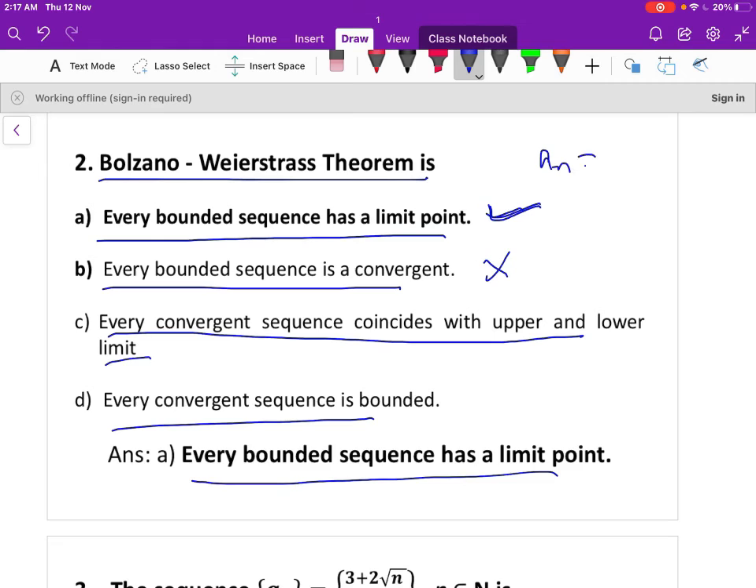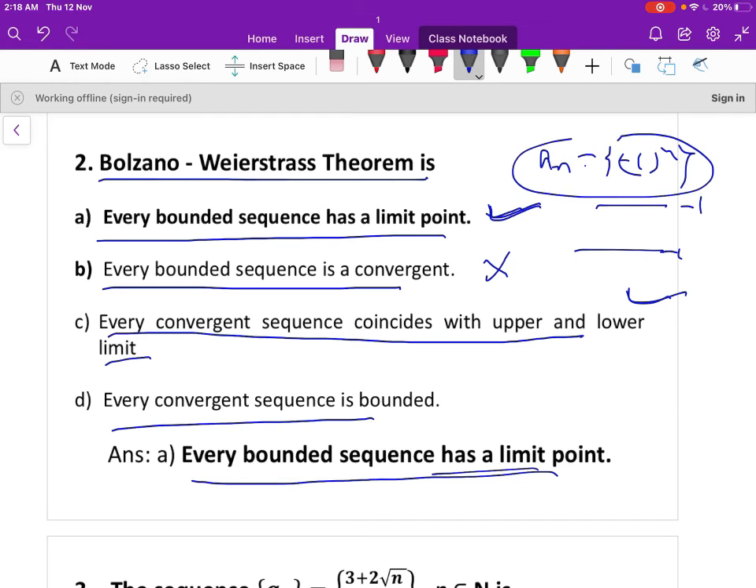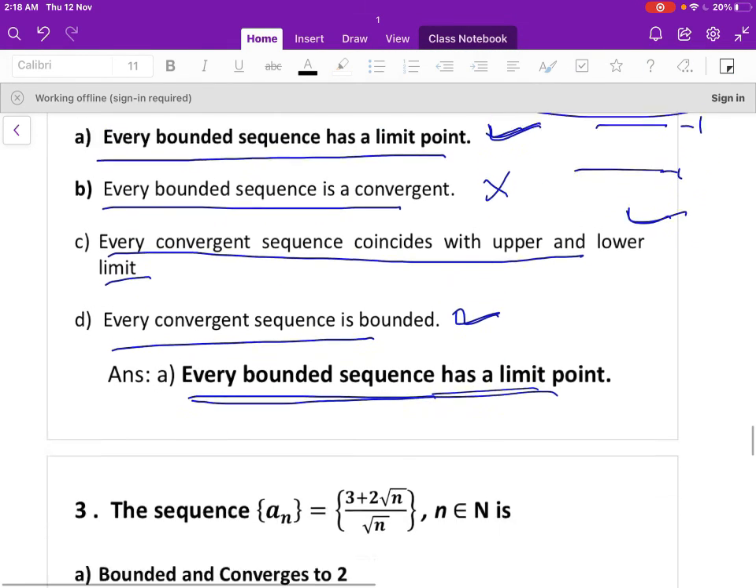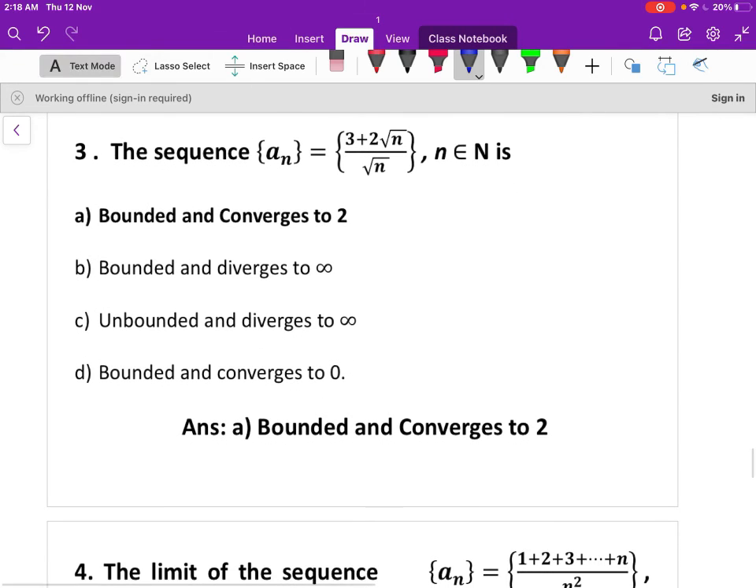Maybe you can observe that here the sequence (-1)^n is bounded above by 1 and below by -1, but it is not a convergent sequence. It oscillates between -1 and +1. And every convergent sequence coincides with the upper and lower limit. This is true, but according to the Bolzano-Weierstrass theorem, every bounded sequence has a limit point. Every convergent sequence is bounded. Yes, this is true, but the theorem is that every bounded sequence has a limit point. So the answer is A.